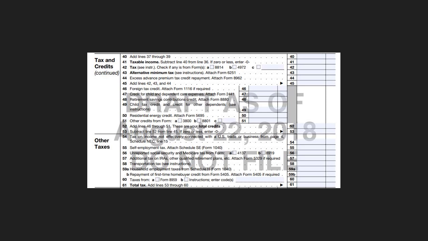Then finally, you have lines 46 through 51, which are some credits that you might be eligible for as a foreign taxpayer. If you're living here temporarily working, 47 would be one for dependent care expenses. Child tax credit on line 49 would be one.